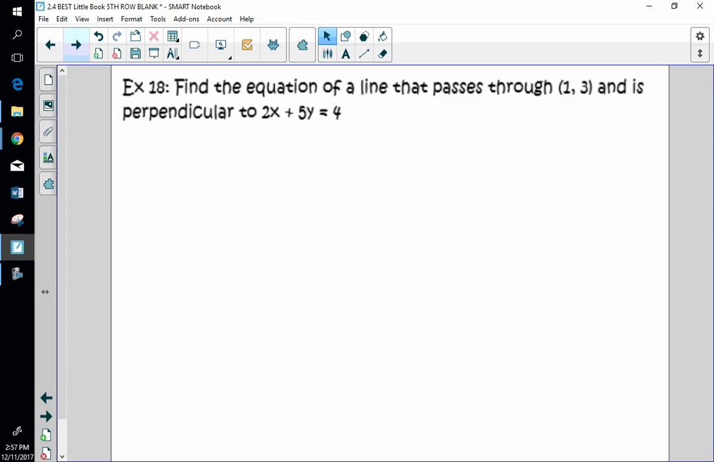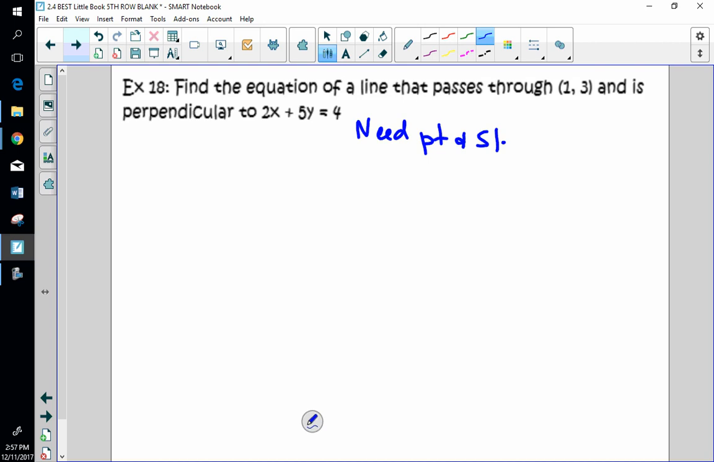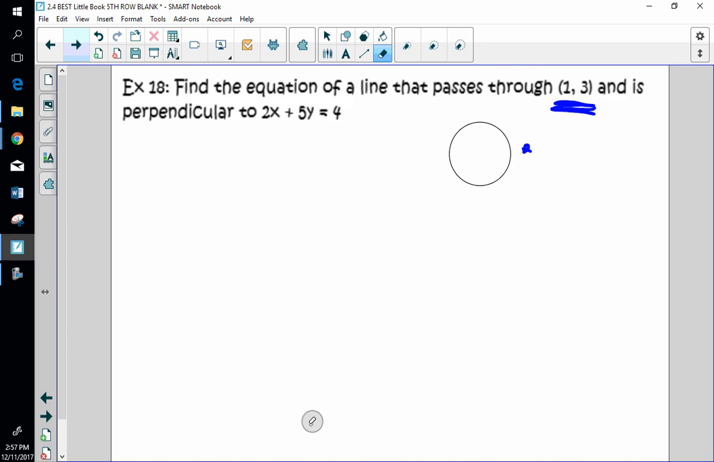For example 18, find the equation of a line that passes through the point (1,3) and is perpendicular to 2x plus 5y equals 4. Remember, the two things that we need, regardless of which formula you use, you need a point and you need a slope. We have a point. How do we find the slope? Well, here's what we're going to do.